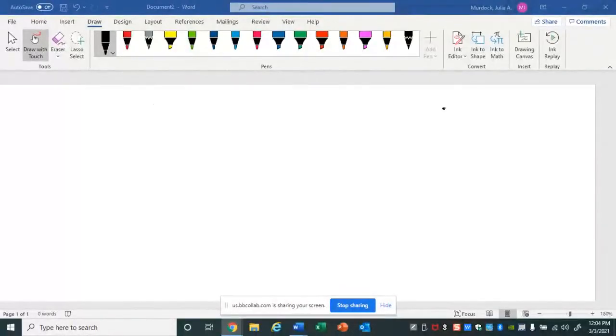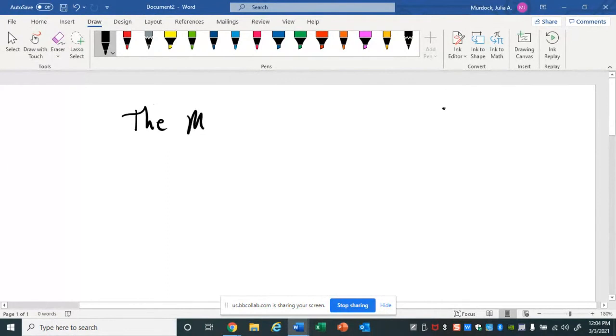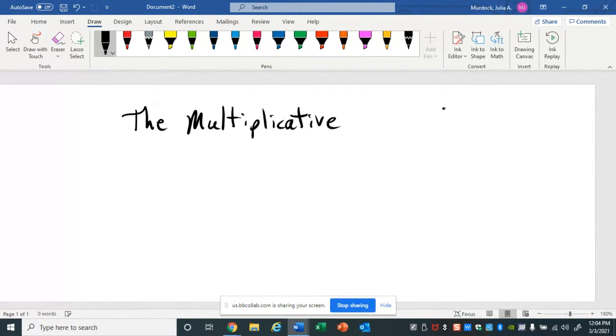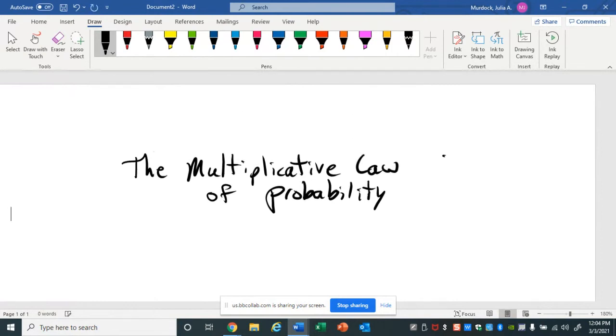Okay, the multiplicative law of probability. That's what it's called. Multiplicative law of probability. There. Okay. So if you're familiar with statistics, then you may know about the addition and multiplication laws of probability.